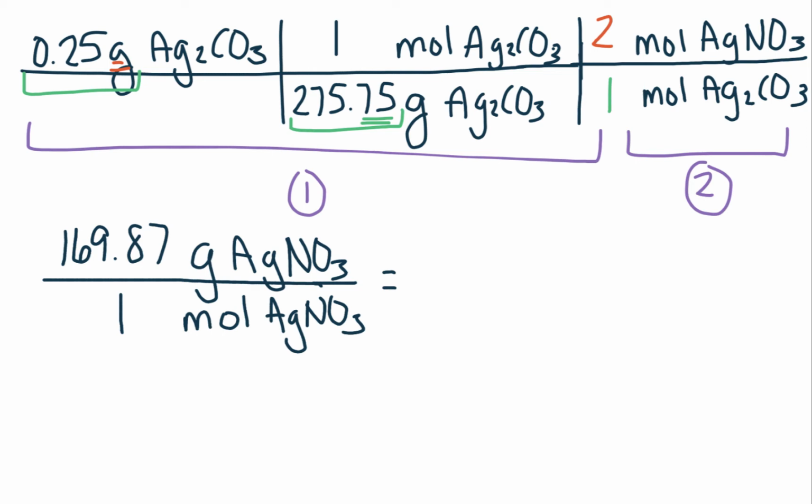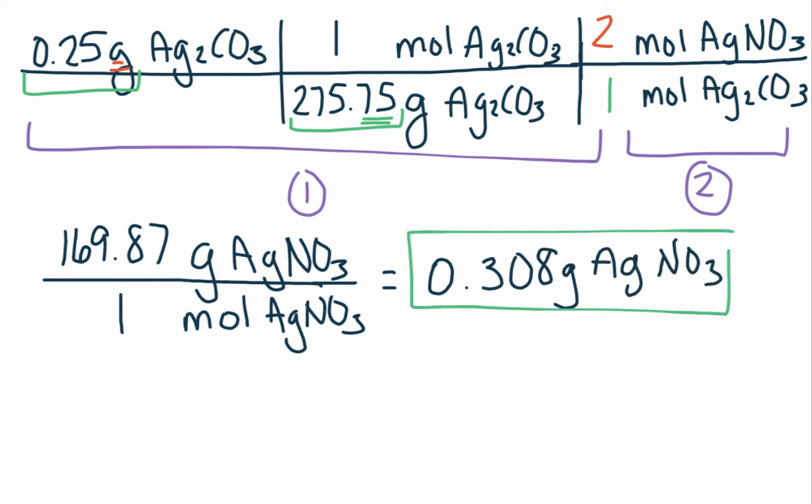Then all we have to do is calculate, and we'll know how many grams were from the silver nitrate. If you multiply 0.25 times 2 times 169.87 and divide by 275.75, you see that in order to get 0.25 grams of silver carbonate, you needed 0.308 grams of silver nitrate. So that's half our answer.